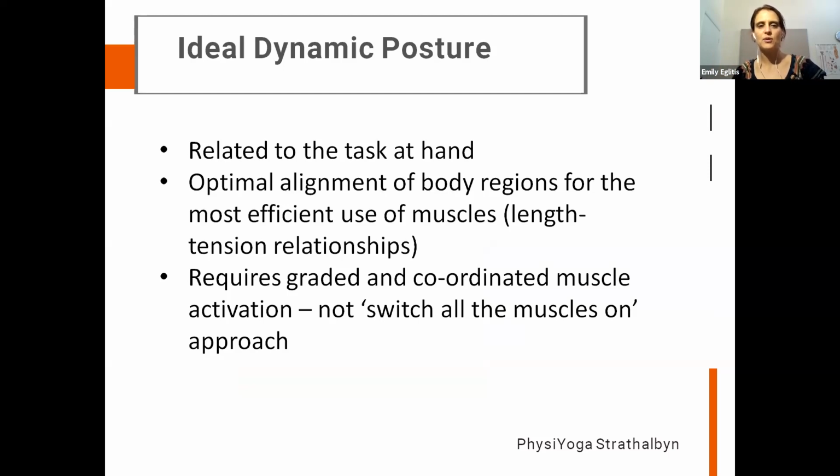Our movement requires a graded and coordinated muscle activation. Good posture isn't just switching on all your muscles and holding it still in this one position, because that's going to also lead to problems.